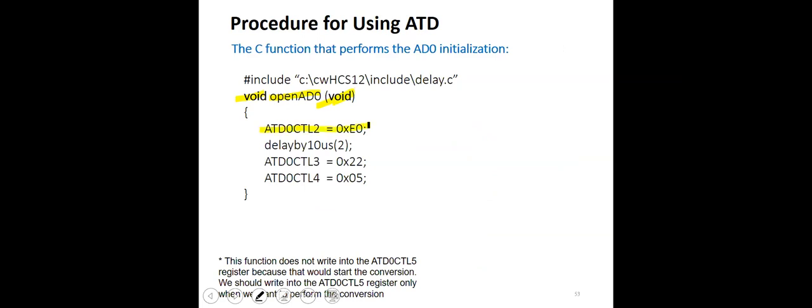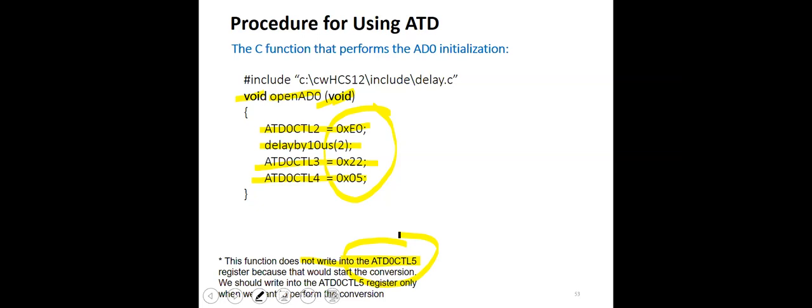It's straightforward. Then we call a delay. We write into register number three, then register number four, which are the same values we found earlier. The same thing. It is assumed that this is a configuration function. It does not start the conversion. If we want to start the conversion, we need to write the value we figured out previously in this register. So this is very simple. This is simply what you need to do.